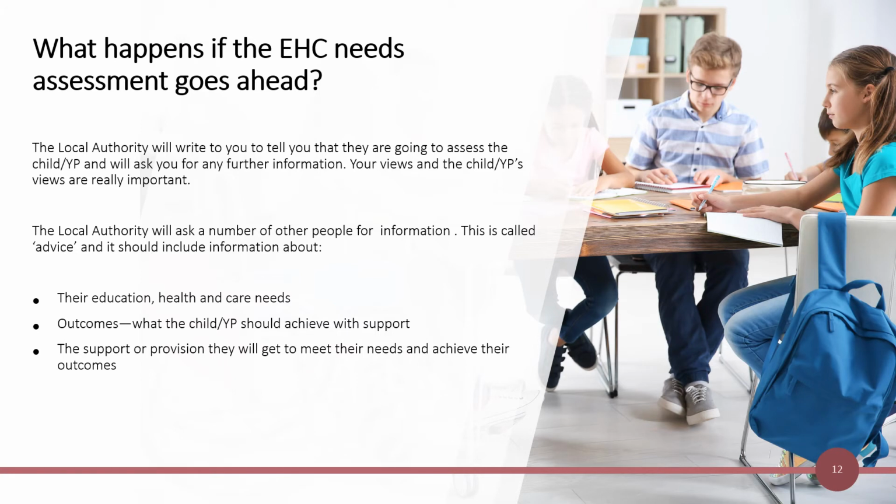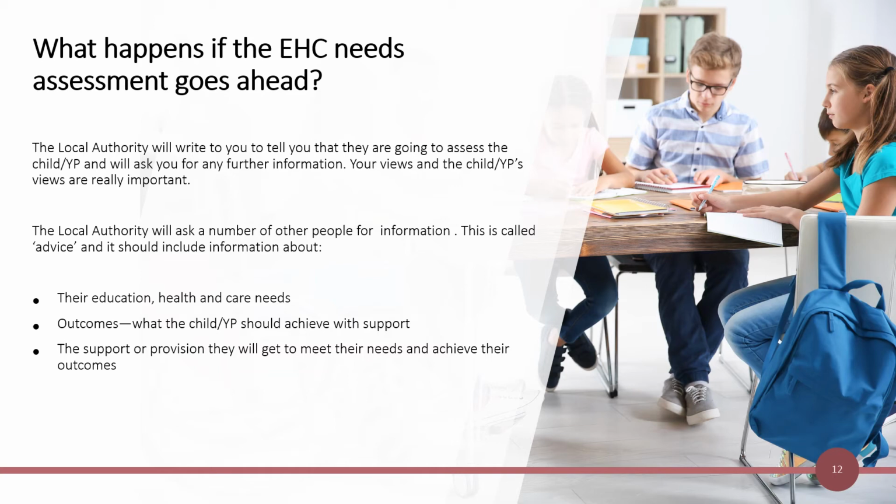What happens if the EHC needs assessment goes ahead? The local authority will write to you to tell you that they are going to assess the child or young person and will ask you for any further information. Your views and your child or young person's views are really important. The local authority will ask a number of other people for this information. This is called advice and should include information about their education, health and care needs, outcomes, so what the child or young person should achieve with the support, and the support or provision they will get to meet their needs and achieve these outcomes.